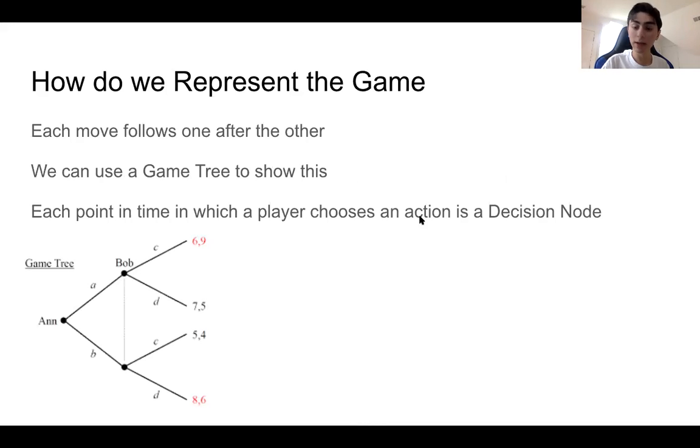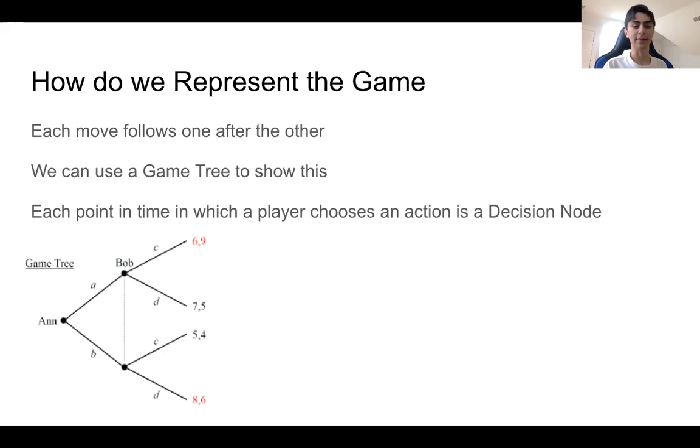Okay, so how do we represent the sequential game? We need a way to mathematically represent the game in such a way that we can understand each player's thought process and how each player should act. So we use what is called a game tree in order to demonstrate this. Each point on the graph, each node, represents a decision that is being made. That's called a decision node. And we'll explain what each decision node acts like.